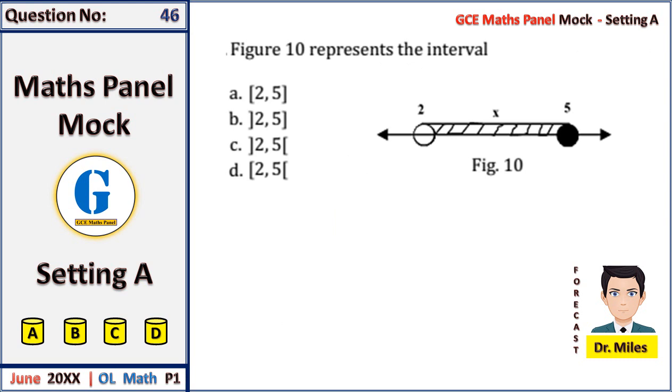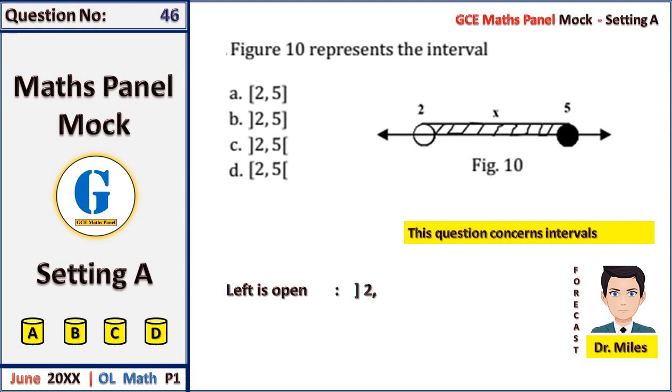Figure 10 represents the interval. This question concerns intervals, and on the left hand side it is open because the 0, or the O, is not shaded. The right hand side is closed, so this is a half interval. It is open at 2 and closed at 5 and represented as shown.